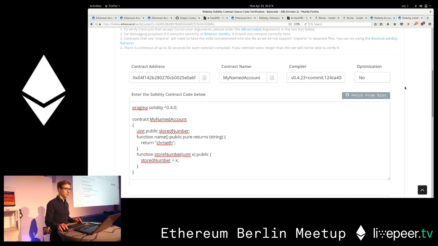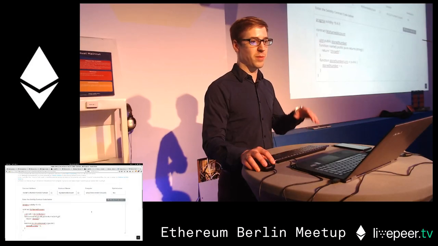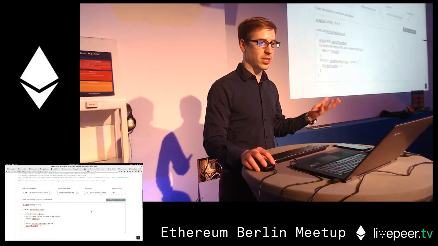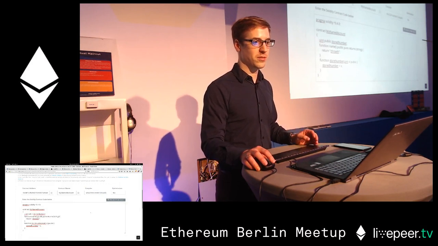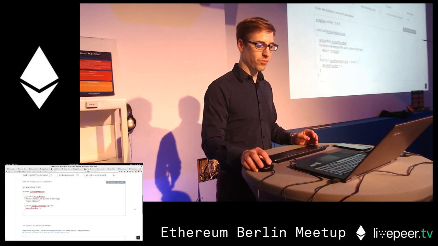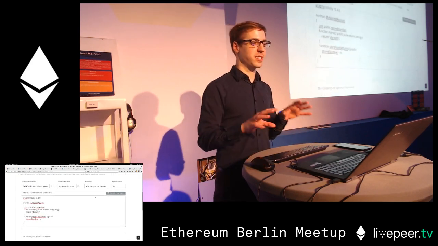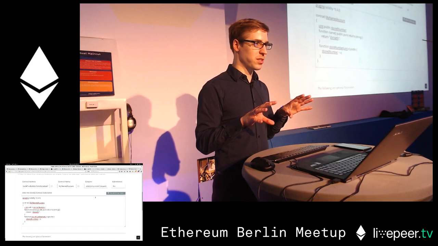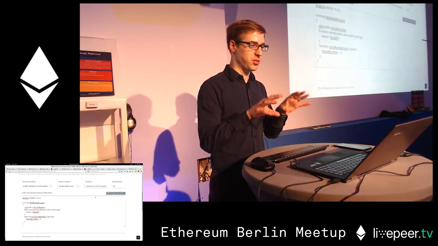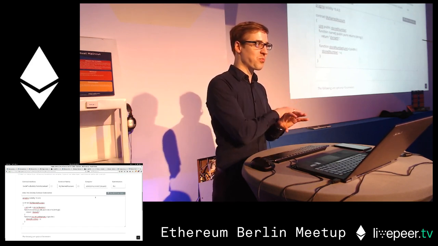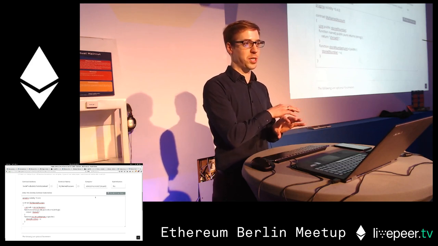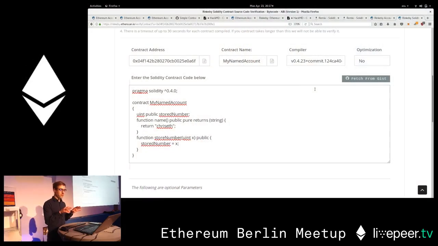That's just whether the compiler should do some optimizations, so to make the code faster and cheaper without changing its semantics. And so what we're doing here is Etherscan is checking whether the source code we provide here matches the bytecode stored on the blockchain. And it is important that it is impossible to fake that.